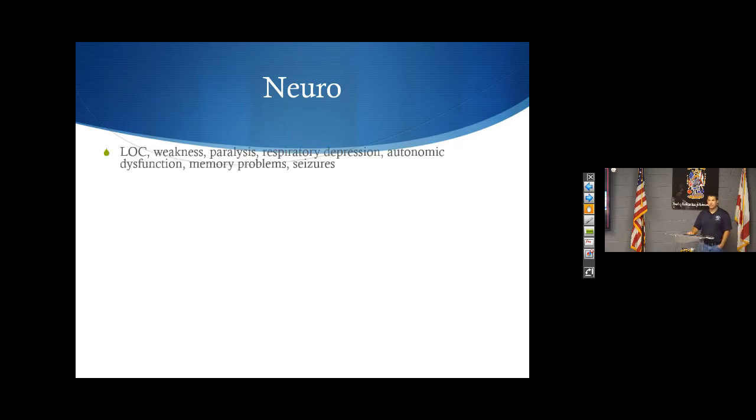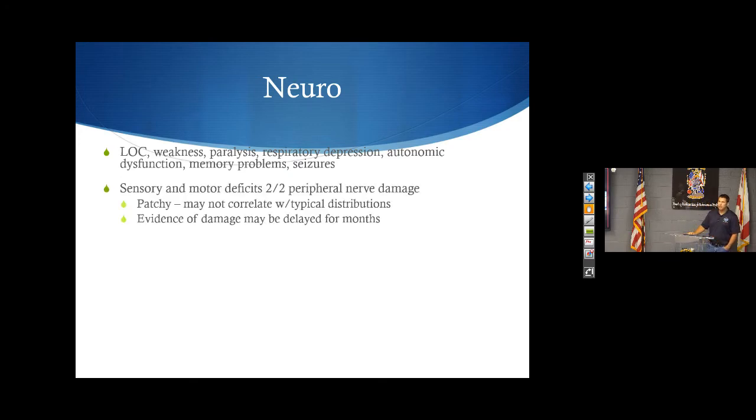Neurologically, patients can suffer loss of consciousness, weakness, paralysis, respiratory depression, autonomic dysfunction, memory problems, seizures, kind of just across the board. They have sensory and motor deficits secondary to peripheral nerve damage. It can be patchy. It may not correlate with a typical distribution like you would expect in a stroke, right? We talk about in stroke trying to localize the lesion based on their symptoms. Okay, this is unlikely to follow a typical nerve distribution, right? Evidence of this can be delayed. It may come up months later.